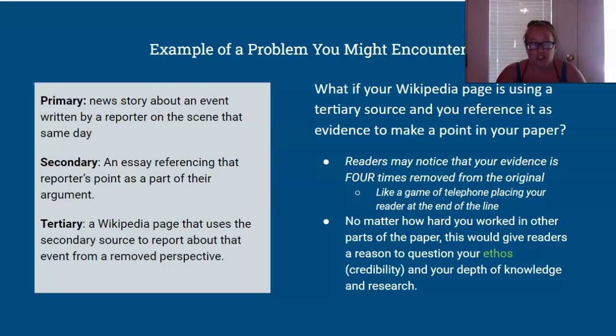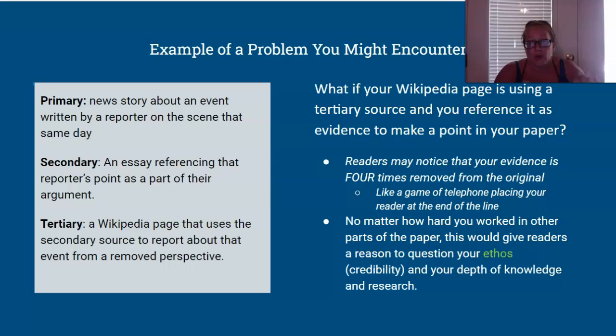So a primary source, you have a news story about an event written by a reporter on the scene that day. Great, cool. An essay referencing that reporter's point of view as part of their argument that came out maybe 5 years later. That's secondary. A tertiary source might be a Wikipedia page that uses that secondary source to report about that event. Okay, from a removed perspective.